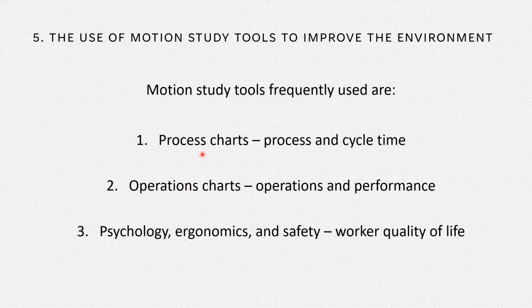So we use two charts. One is the process chart, the other is the operation chart, and we take care of our employees. That's what we do to improve the production or lean environment. Process charts take care of process and cycle time, and operation charts take care of operations and performance.